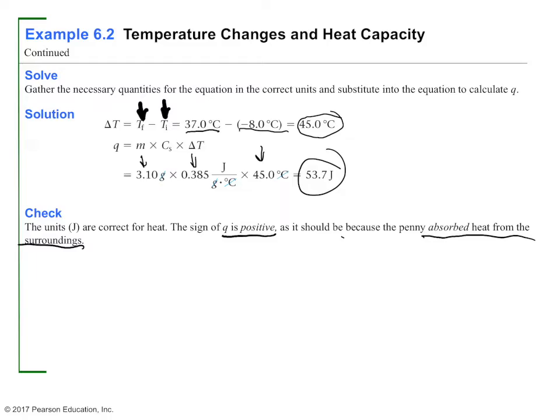Now, if it went from hotter to colder, that means the final temperature will be lower than the initial temperature. Therefore, Q will end up being negative. What happened is it gave off heat. Therefore, it's going to be a negative Q.